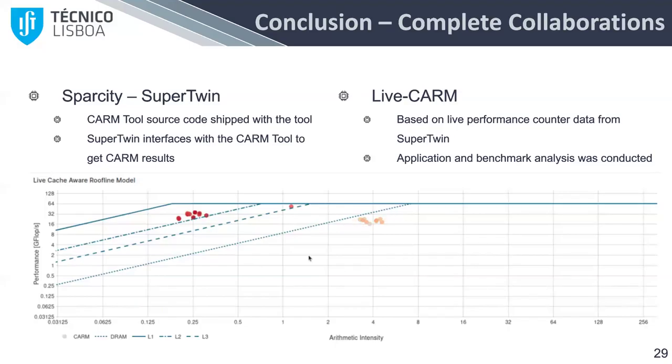And now moving to the completed collaborations, such as the live CARM dashboard developed in the SuperTwin tool that you see here in this GIF. This feature was developed by including the CARM tool source code directly in the SuperTwin tool, which then automatically interfaces with the CARM tool to run the necessary benchmarks to generate the CARM graph for a target system. And then we combine this with live performance counter data from SuperTwin, which allows us to analyze applications live during their execution.